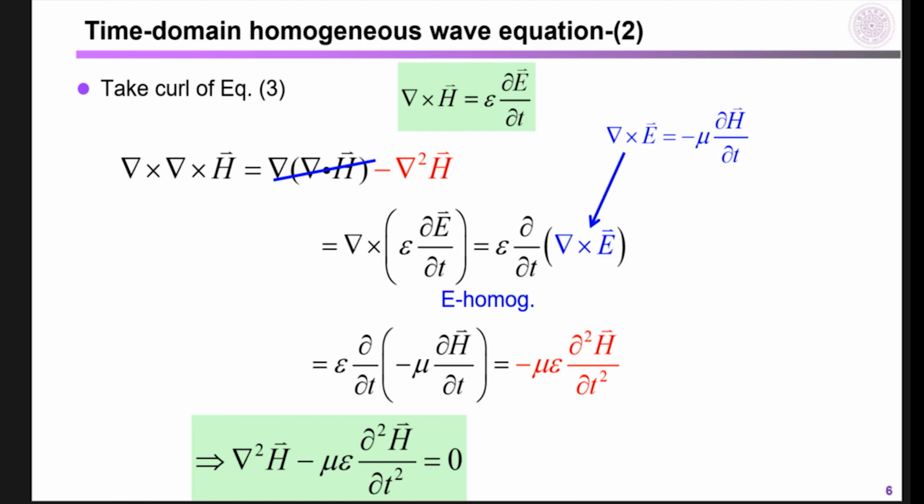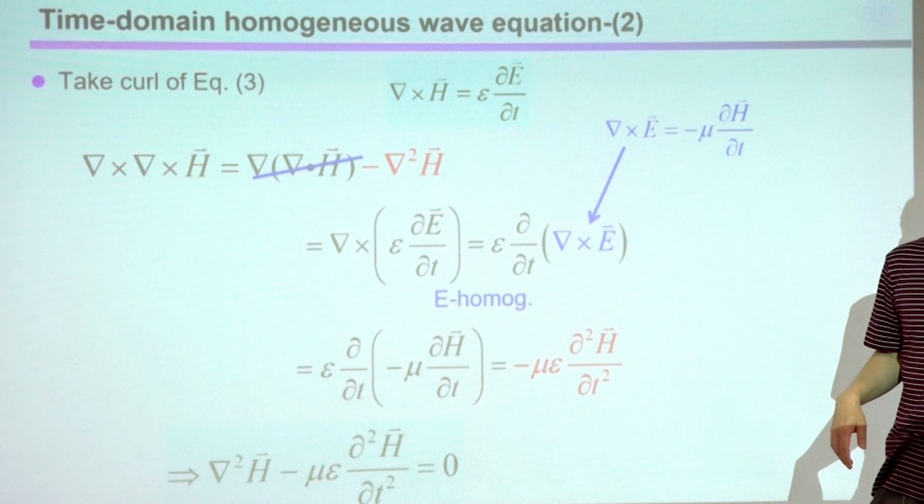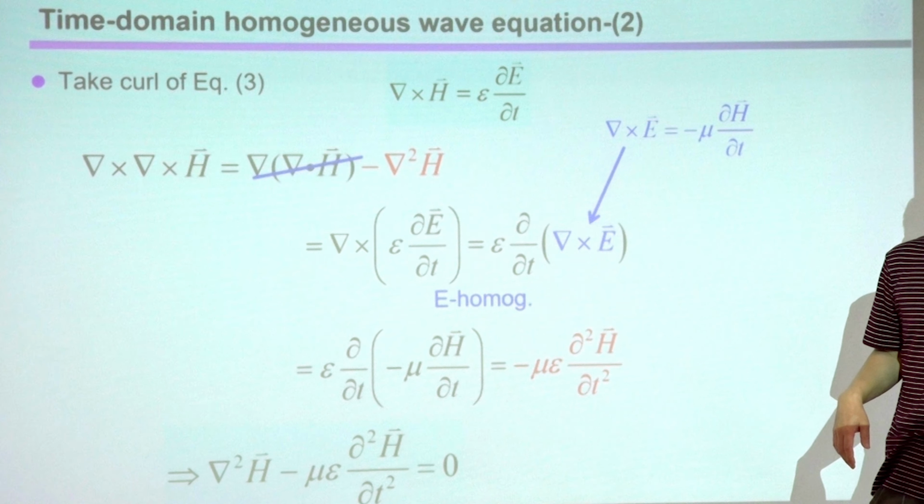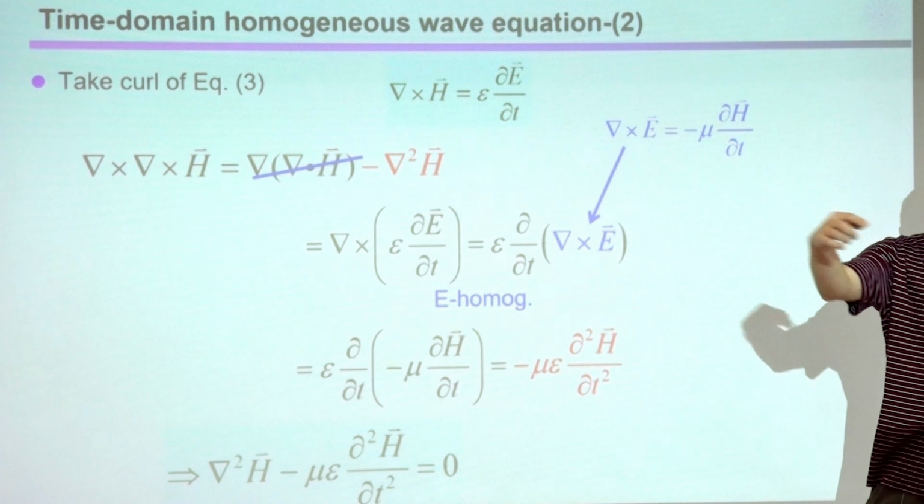If you compare to the previous one, in a simple medium, where you might have a propagating E field and H field, do you have different propagating speeds for the E field and H field? No, they propagate at the same speed. Okay? So that's a nice thing.